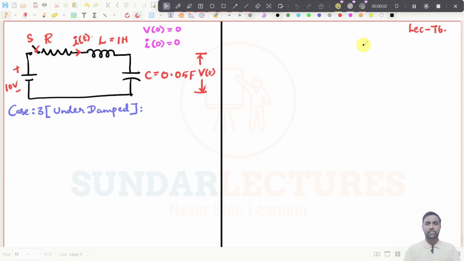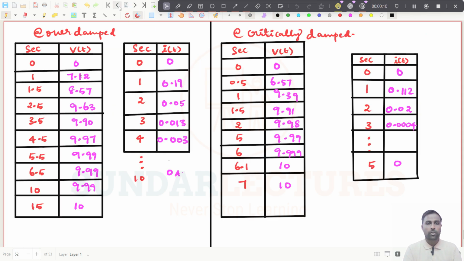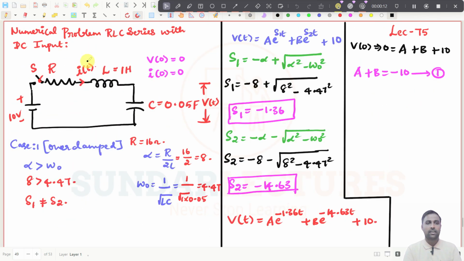Welcome to Sundar's lecture. This is lecture number 76, and in this lecture we are going to continue the last problem we took in the previous class. This is the numerical problem with the RLC circuit, and we are exciting the circuit with a DC input. We have already seen this one.